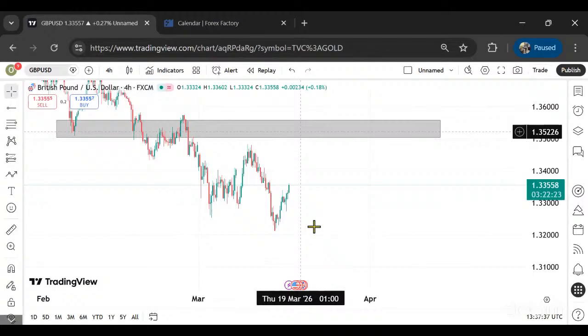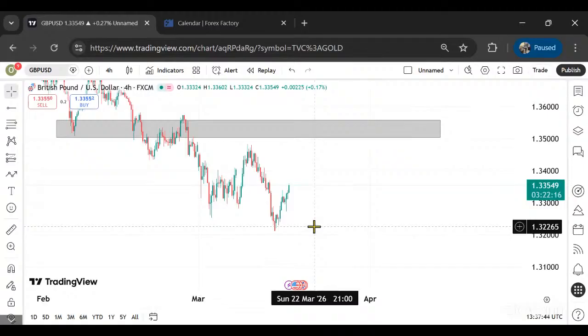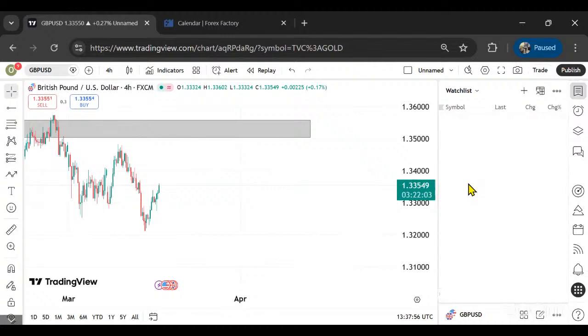Always trade in the direction of what the chart is doing. Don't trade against it. If you trade against it, you are going to cry. I'm not saying that you should blindly sell. Wait for the market to come to your support, resistance, supply and demand zone before you sell. So that is all for GBP USD.